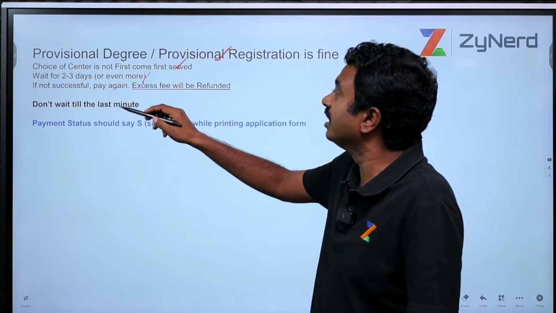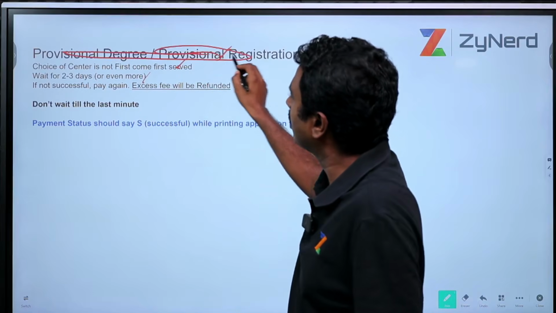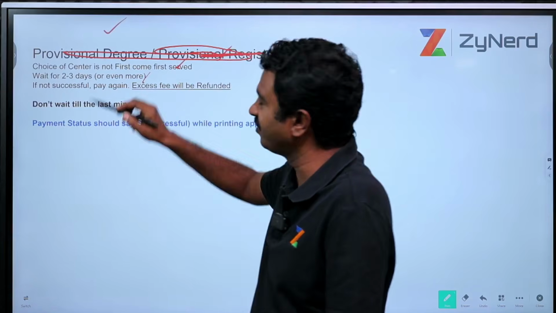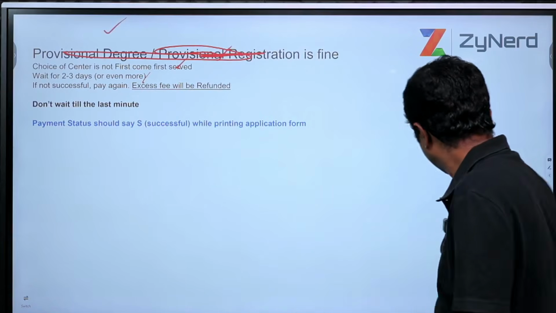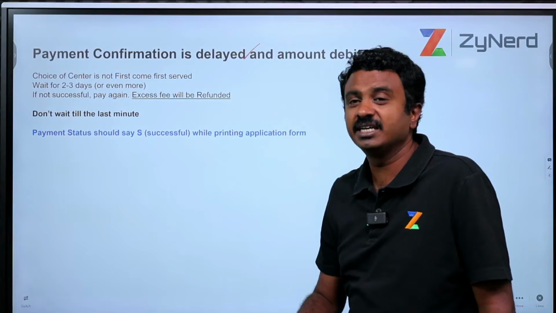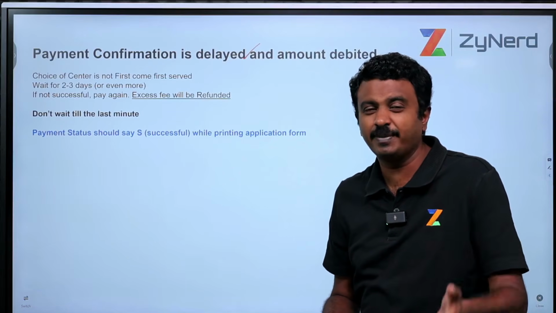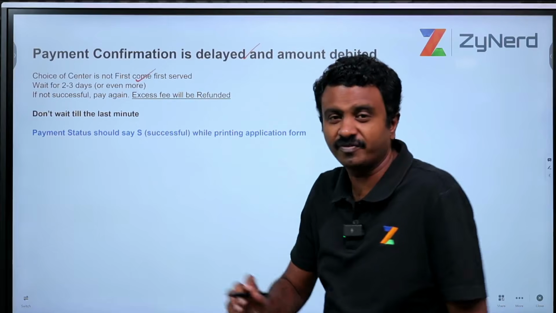Wait, sorry. This heading is not right. Okay, so payment is not refunded. Let us say there is a problem with payment issues. I think it is in the next page. Okay, payment confirmation is delayed, and there is a problem with payment. I paid the amount 3,500, 2,500 has been debited. I have a problem.